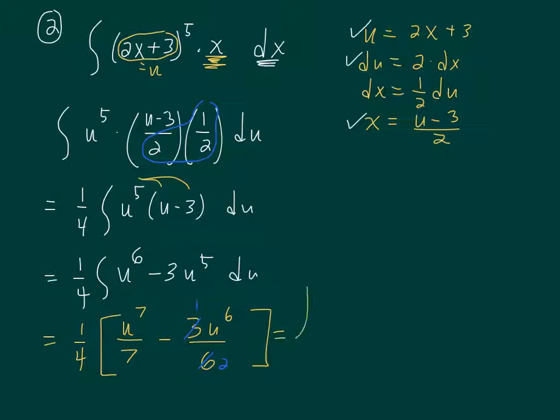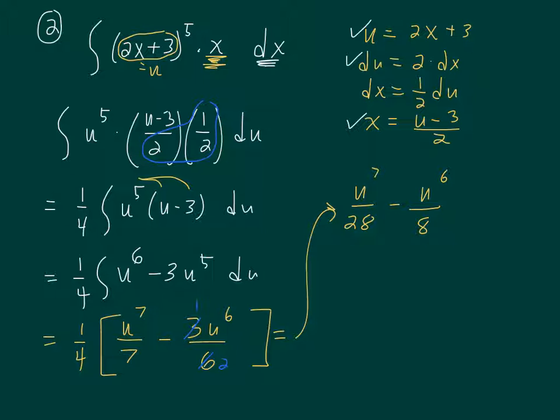So from there, I'm going to go ahead and now distribute my 1/4. So I'm going to have u to the 7th over 28. And then we're going to have minus a u to the 6th over 8. Right? Again, I reduce that 3 over 6 to 1/2.